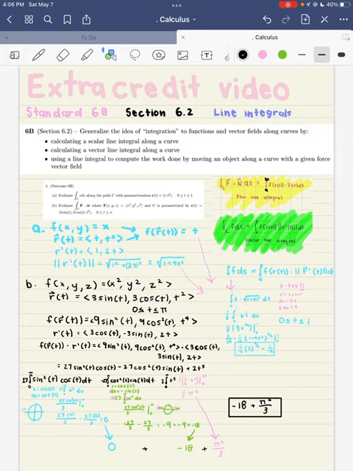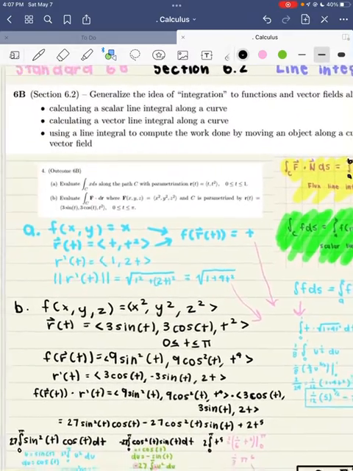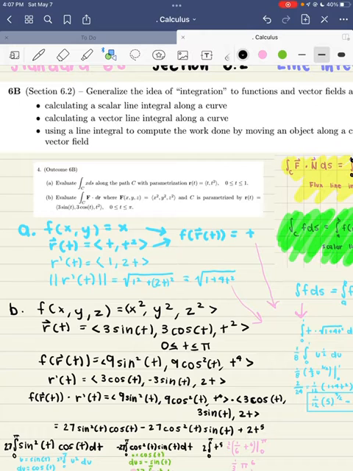So I decided to use a question from one of the quizzes on ELC. So I'll just go right into it. Part A says, evaluate the integral of x ds along the path C with parameterization r of t equals t comma t squared, where t is greater than 0 and less than 1.